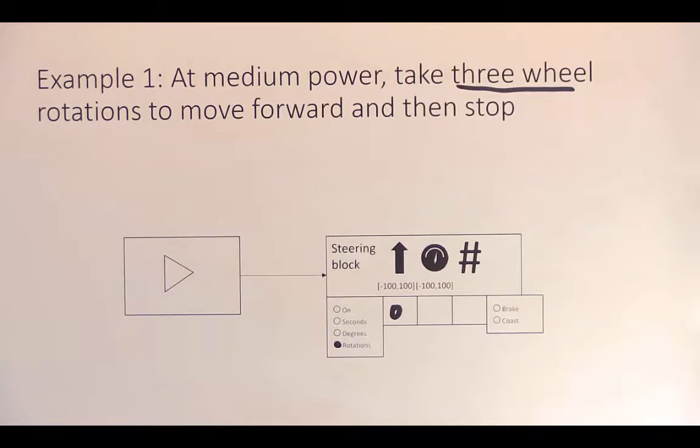Now the way power works is it has a negative value and a positive value, similarly to direction. However, it is different in that negative 100 simply means that we would go backwards rather than forwards. So since we want to move forwards at a medium pace, we will simply set the value to, let's say, 50.